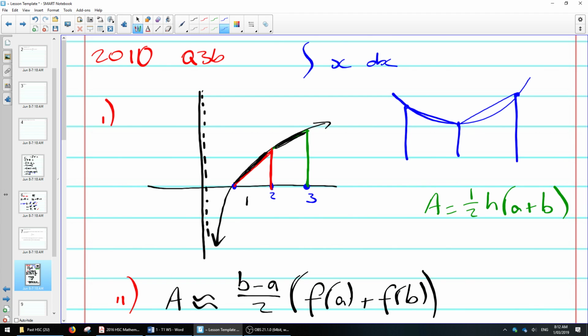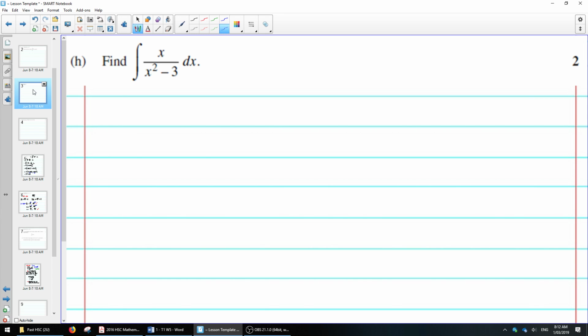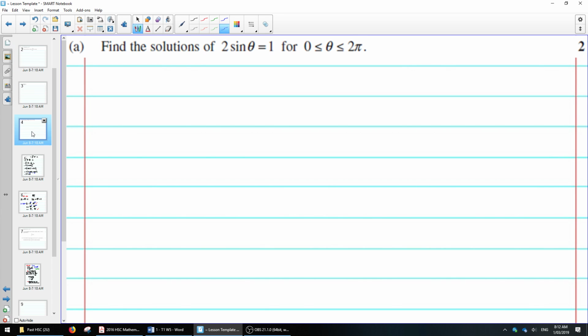Let's do 2015 12A, just real quick. Oh, this is actually incredibly similar to the question we did right at the start. What's the first thing I need to do? Find the quadrant, but before I do that, I need to have sine by itself. So I'm going to have to get rid of that 2. How am I going to get rid of that 2? Divide by 2, yeah. So from here, I'll have sine theta equals 1 over 2.